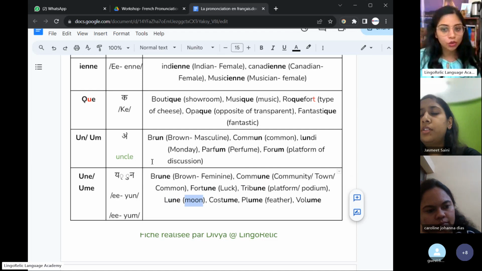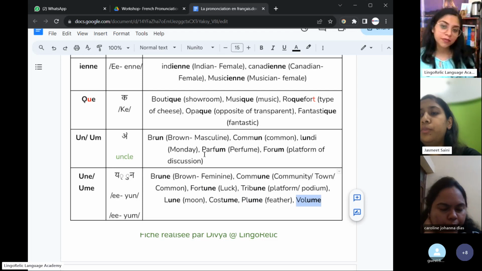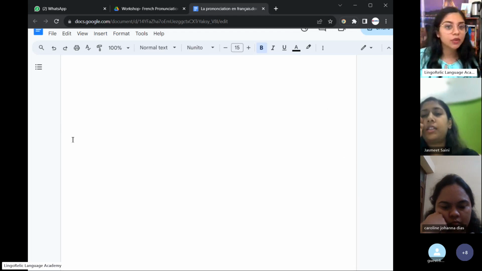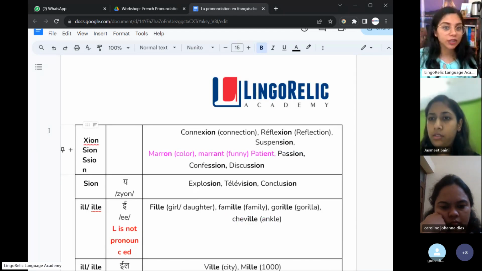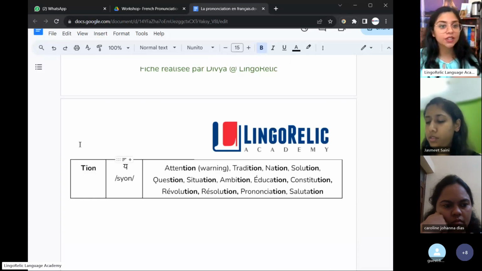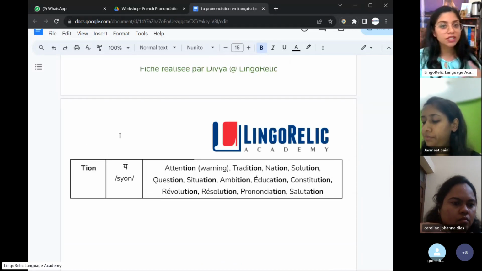Okay, next. Lune. Lune is the moon. Then costume. Then plume. Plume is a feather. And volume. Voilà. Then you have TION. You also have SION and XION sounds. Double SS and SION also in here. So these are sion and zion sounds. Qu'est-ce que c'est?